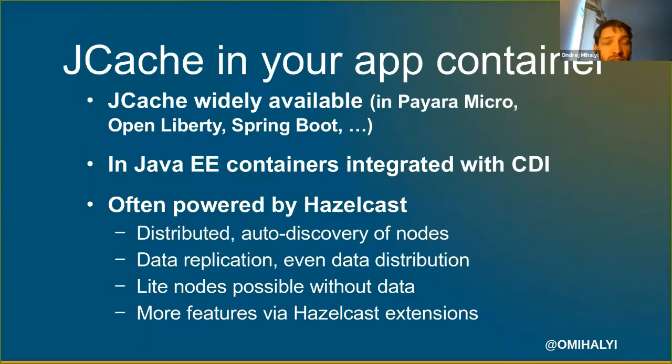So as I said, JCACHE is often available out of the box in application containers. If it's not available, there are many implementations, and even if it's available, you can still replace the implementation with your own choice, and you don't have to replace or modify your code in your application.